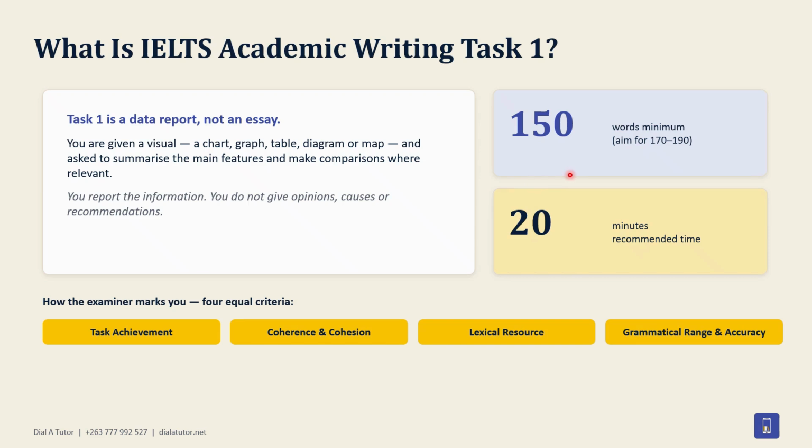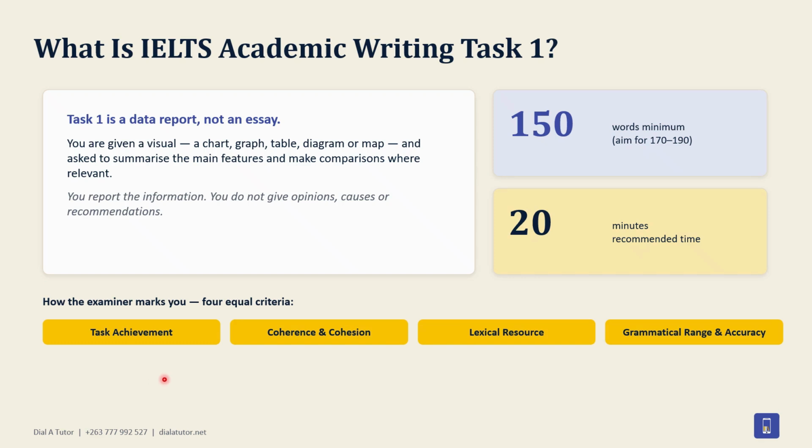Now, looking at length, the minimum you are supposed to work with is 150 words. The instructions will mostly say write at least 150 words, and you mustn't spend more than 20 minutes. All right. Finally, at the bottom of the slide, you can see how the examiner marks you. There are 4 criteria, each worth a quarter of your score.